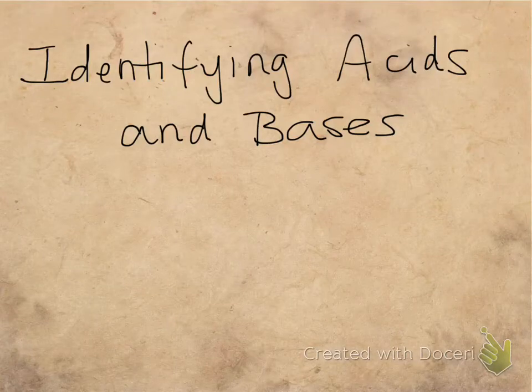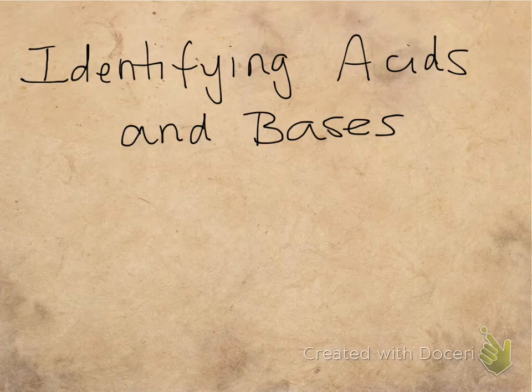Okay, so let's talk about different ways to identify acids and bases. We've already talked about, in the two previous videos, the 5 characteristics of acids and 5 characteristics of bases. So we know that based on the ions that are formed when you put an acid or a base in water, we could tell if it's an acid or a base.